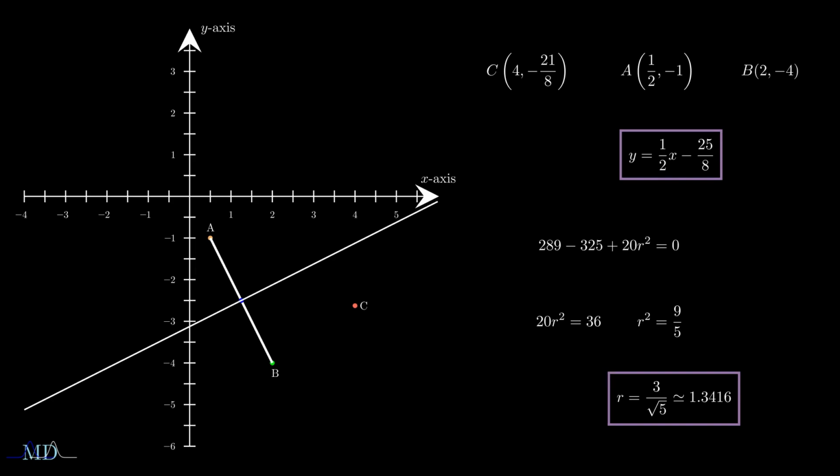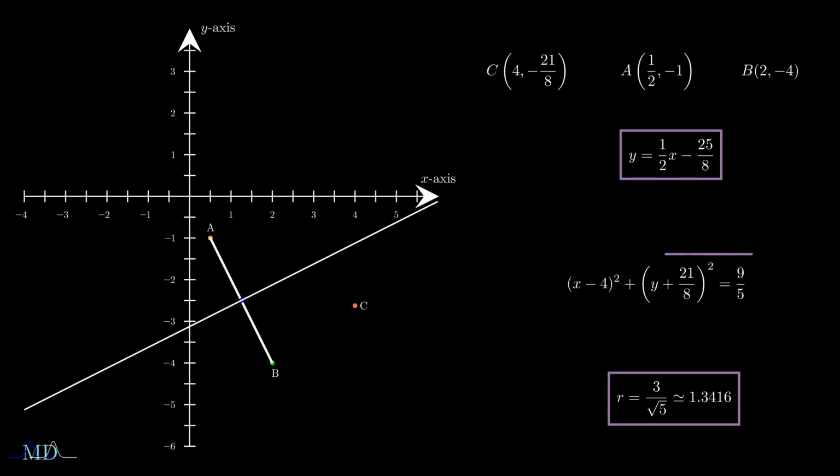3/√5. That is about 1.3416. You can write the equation of the circle, that is (x minus 4) squared plus (y plus 21/8) squared equals 9/5. We draw the circle, and we can see that it is actually tangent to the axis of the segment AB.